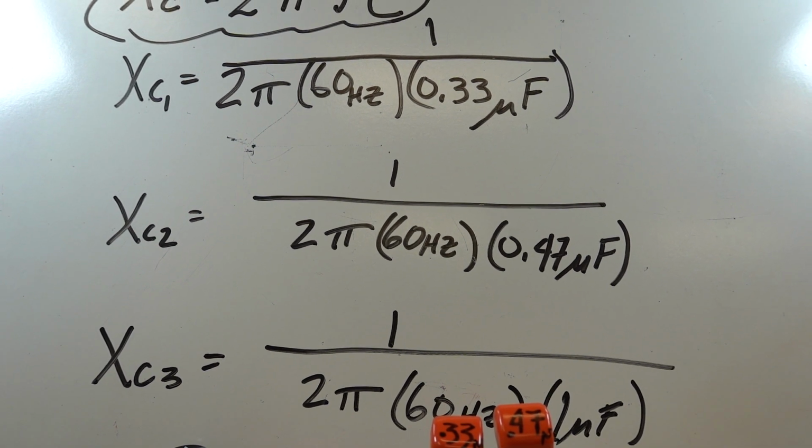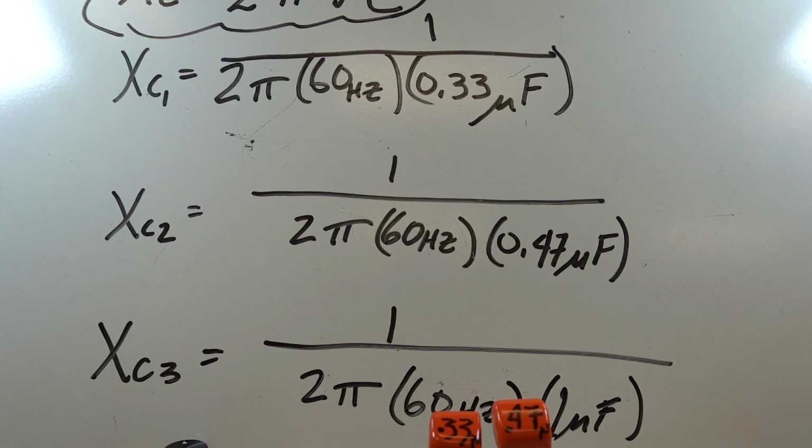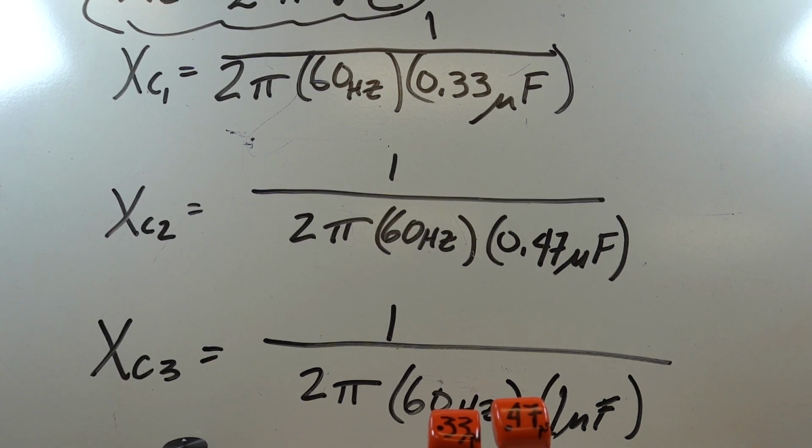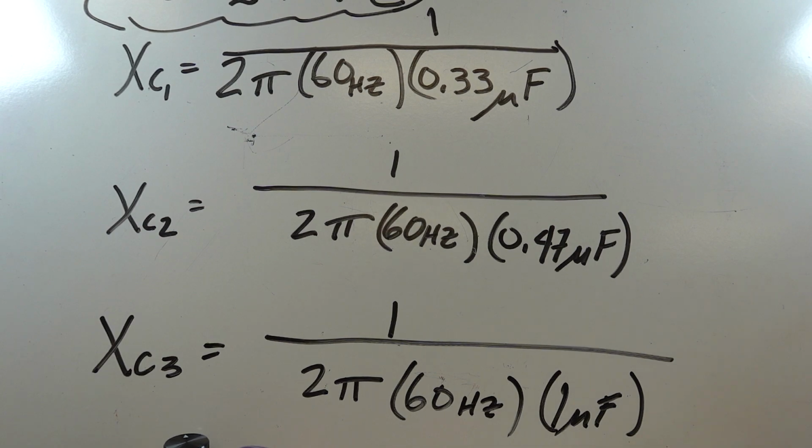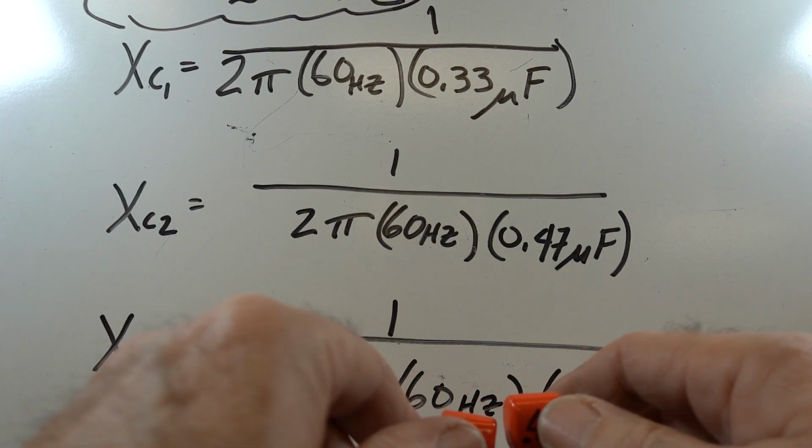That's what I've done here in these equations. As you look here, my X of C1 is equal to 1 over 2 pi times 60 hertz times 0.33 microfarads. The capacitive reactance for capacitor 2 is 1 over 2 pi times 60 hertz times 0.47 microfarads. And finally, for the last one, it's 1 over 2 times pi times 60 hertz times 1 microfarad. If you do the math on that, you should be able to figure out what your X of C is.